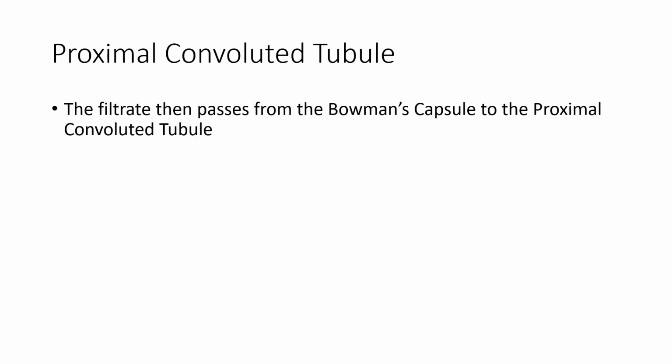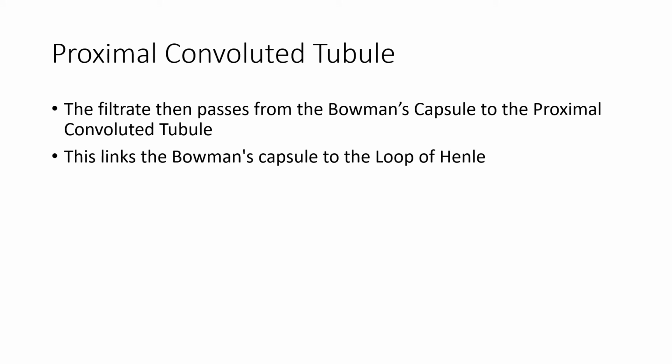So from the Bowman's capsule, the filtrate will then pass to the proximal convoluted tubule. I know this sounds very, very complex, very complicated, but proximal just means close to, convoluted means bent, curved, shaped, say, and tubule is just like a little tube. So the filtrate is going to pass into this proximal convoluted tubule.